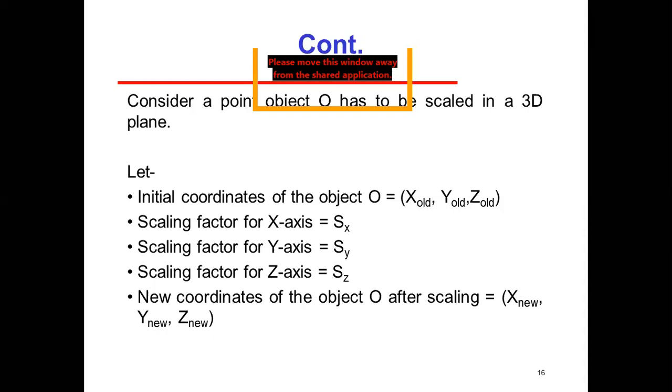Similarly, the new coordinates of the object O after scaling. Now we can calculate the new values for the object O, that is, x new, y new, z new. Again we have the initial coordinates, and by using the scaling equations we can calculate the new values of the coordinates. This is again very simple, and we can calculate by using either the equations or the matrix formulation.